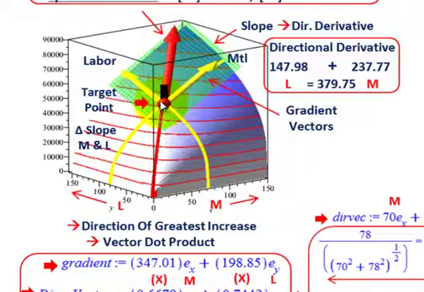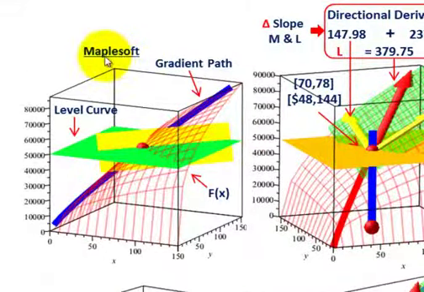So we'll go on and maybe look at some further 3D examples of this gradient vector. All right, now we'll look at the power of computing. I'm using MapleSoft here to understand this gradient vector, or gradient path. Here I'm showing the production function on a see-through grid. Slicing through in green is the level curve at that specific output. And this yellow is the tangent plane going through our specified output.